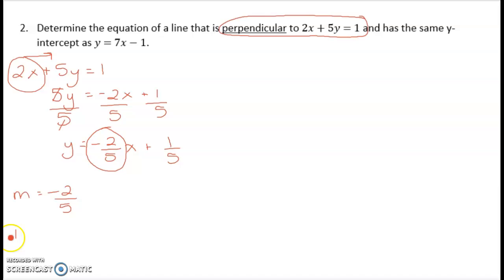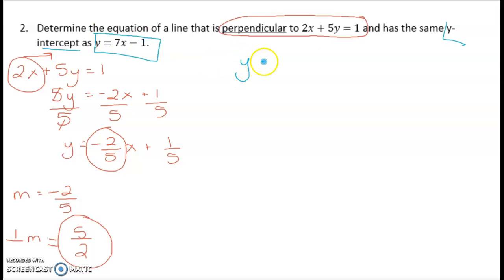-2/5. We want the perpendicular slope. So it's going to be the reverse. So instead of 2/5, it's 5/2. And then we change it from negative to a positive. So it's a positive 5/2. Now the second part of this says that this question has the same y-intercept as this equation right here. So y equals 7x minus 1. So the y-intercept here happens at -1. So the point x is 0 and y is -1.